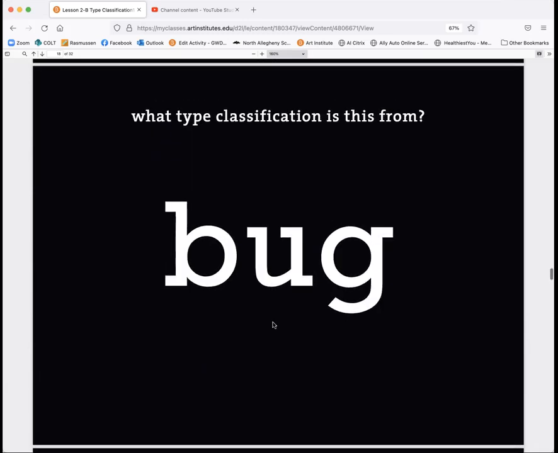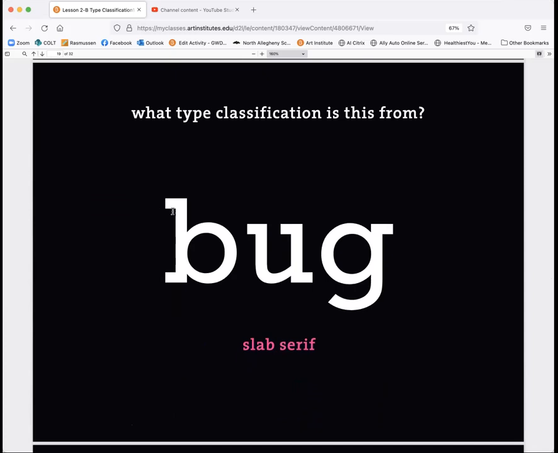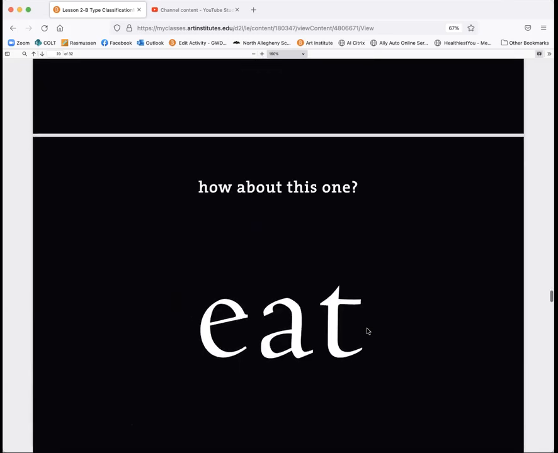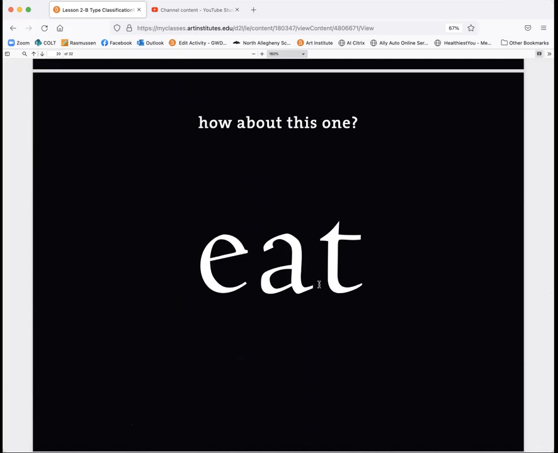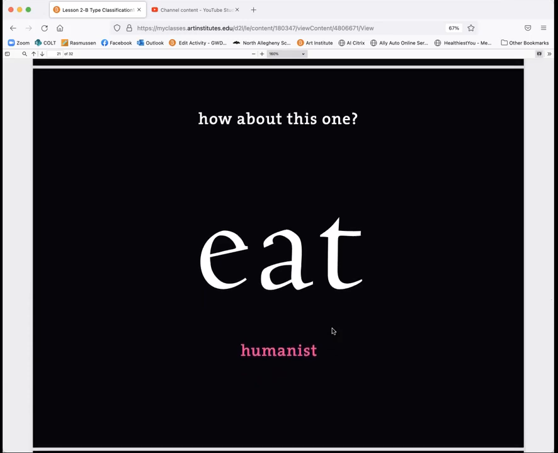What type classification is this from? Take a look at the serifs. If you said slab serif, you are correct. It looks like a slab. It's very thick. The serifs are thick. The strokes are thick, very bold, almost like a slab itself. What about this one? Take a look at the axis across here, and the serif. Take a look at the T there. Humanist, that's the humanist classification.